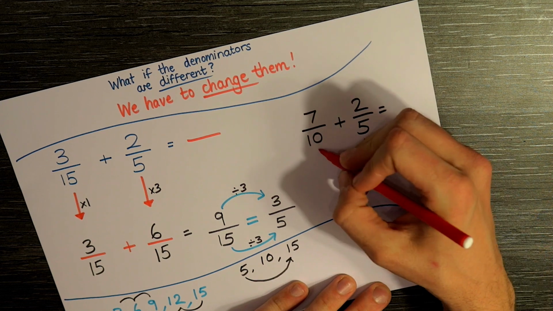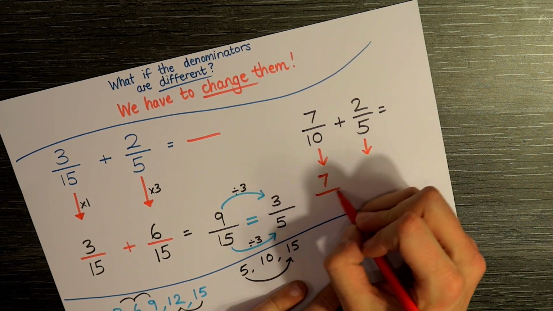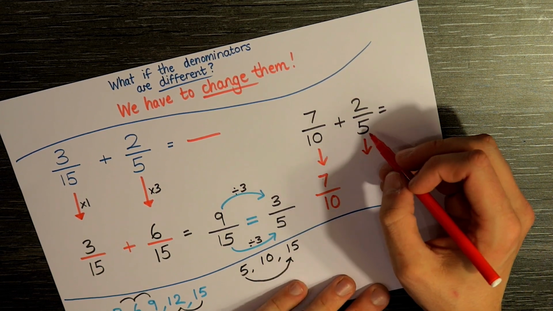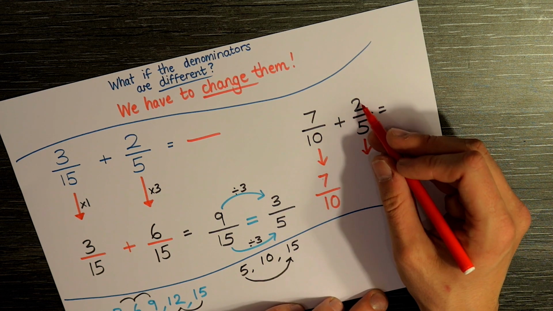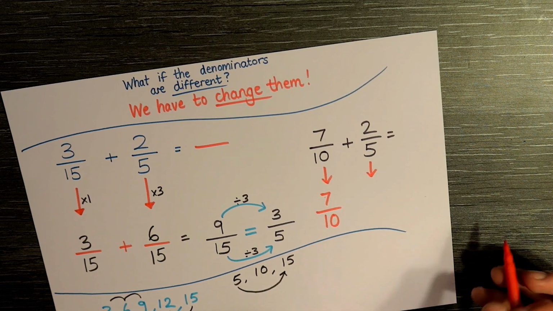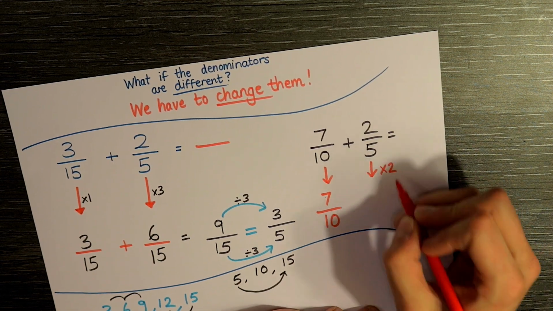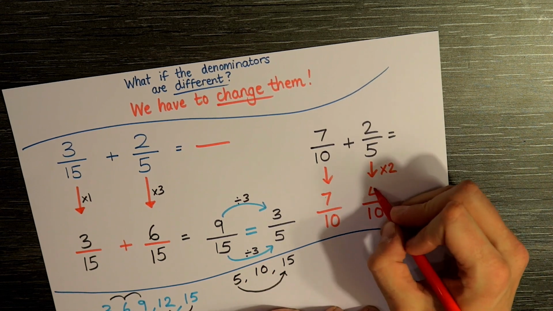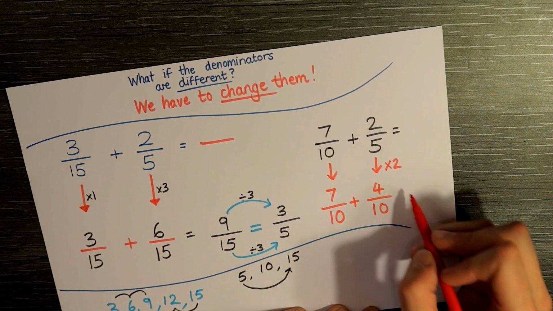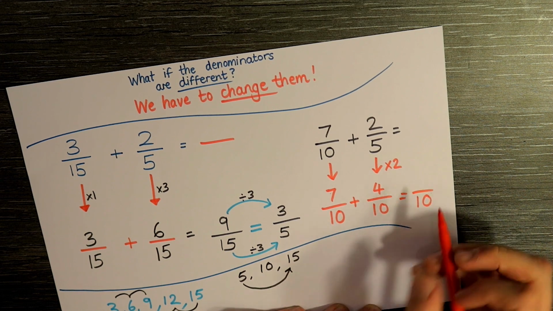So, I'm gonna keep this the same, 7 tenths. But I'm gonna change this one. Whatever I do to this number, I have to do the same to the top number. So I've got 5 times 2 makes 10. So 2 times 2 is 4. Now I can add them together. 10 is my bottom number, that's nice.